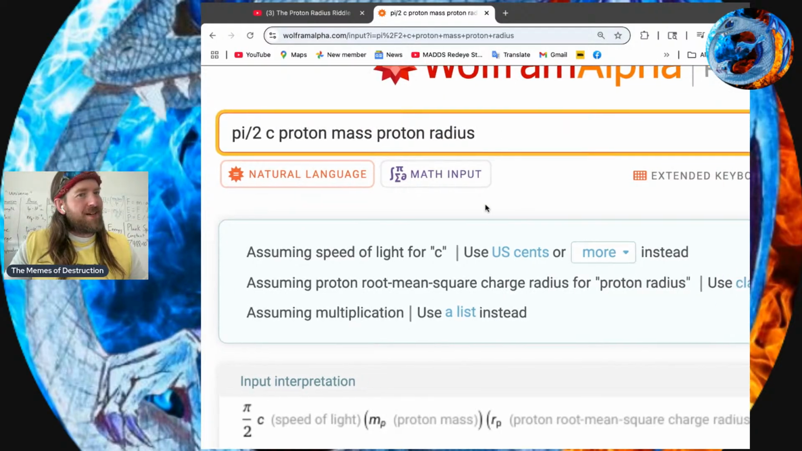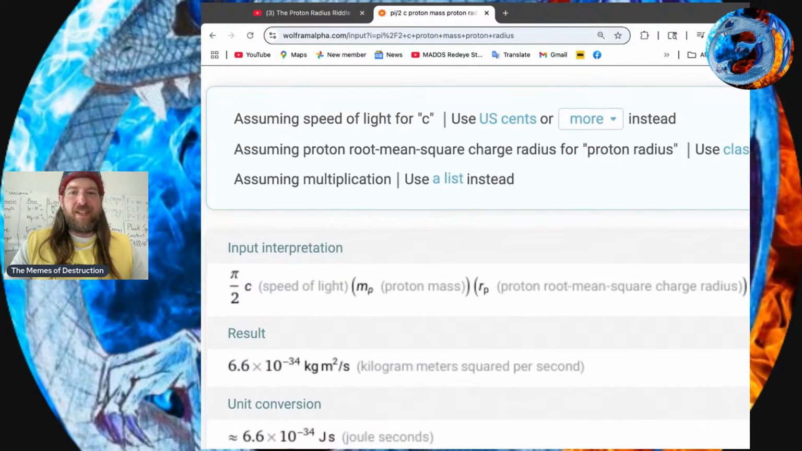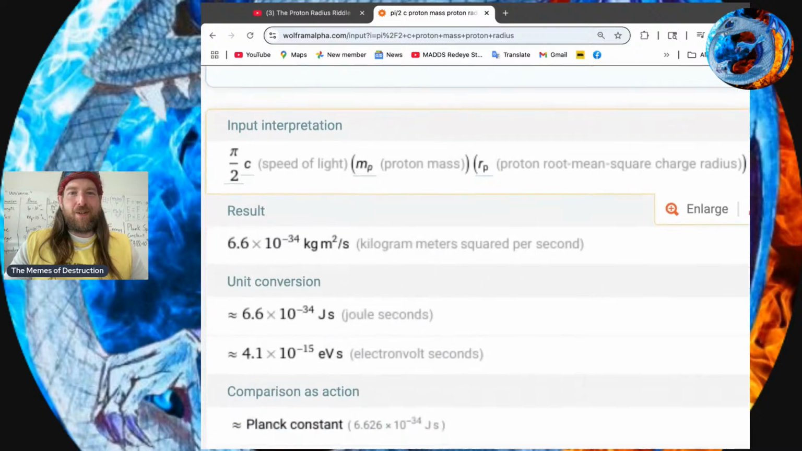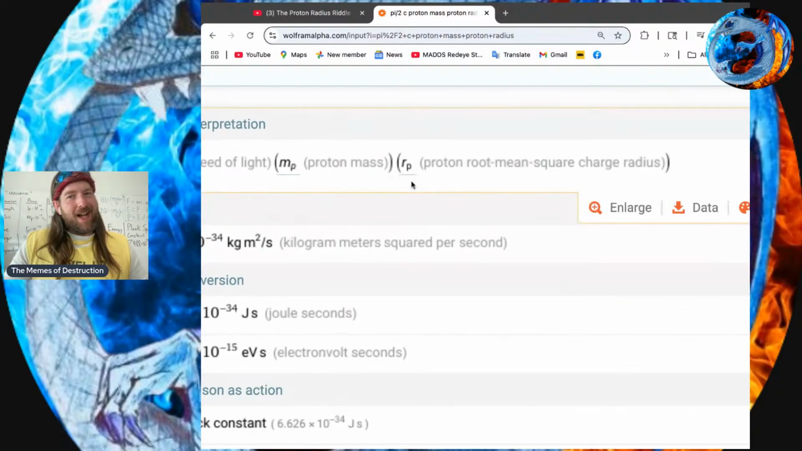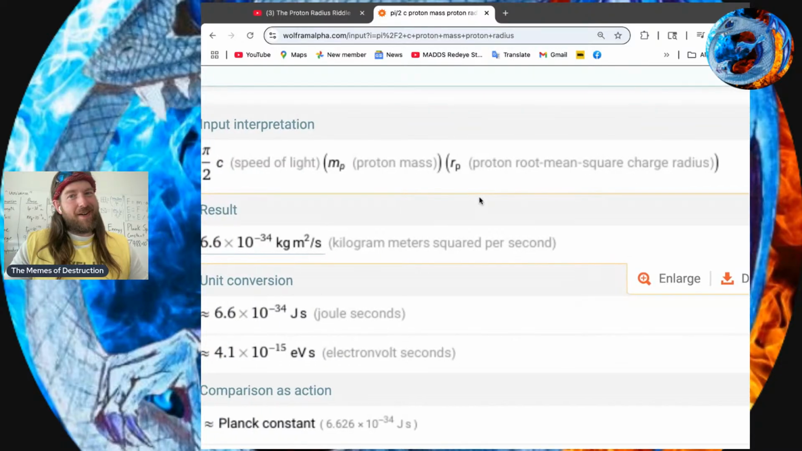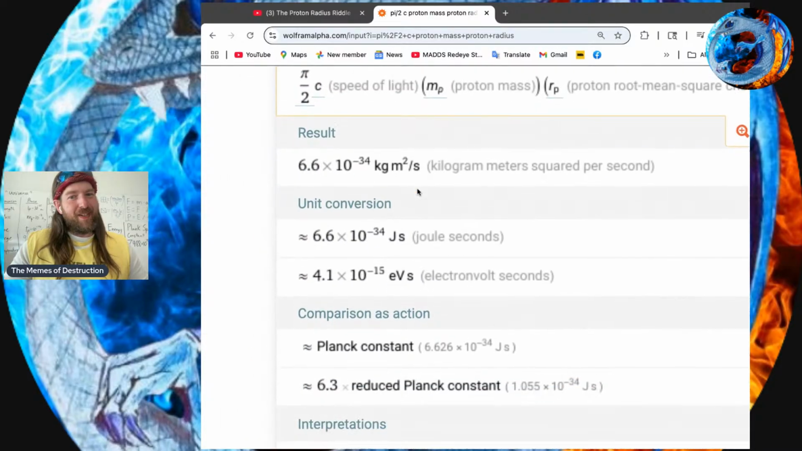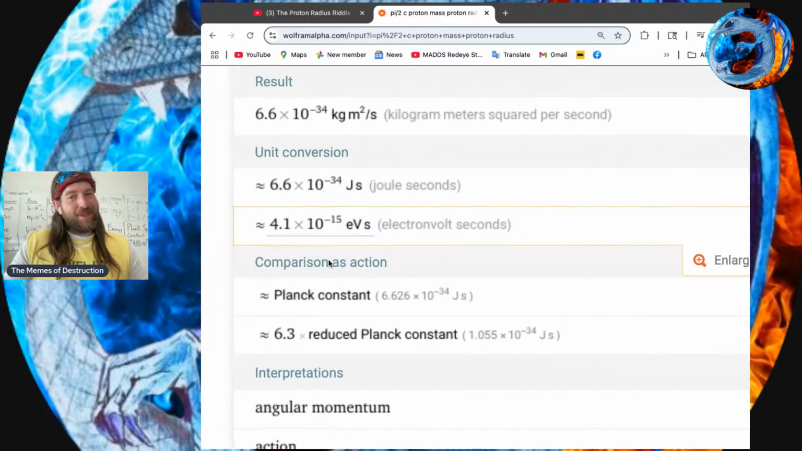We throw that all in there. Okay. So we get this thingy right here. So input interpretation. As you can see, we have pi divided by 2, c the speed of light, the mass of the proton, and then the default proton root mean square charge radius, aka the charge radius of the proton. Okay. So as we can see, it gives us pretty dang good agreement with Planck's constant.